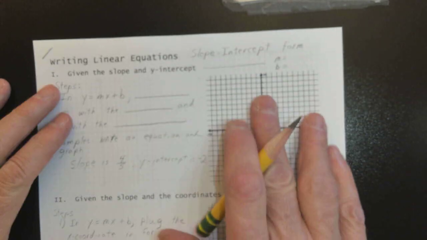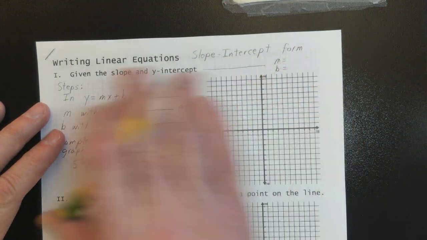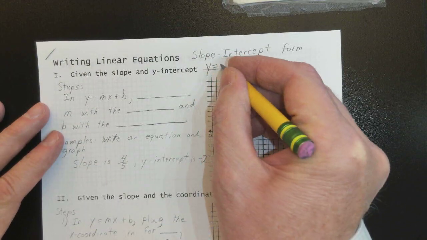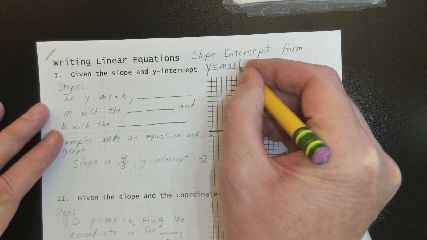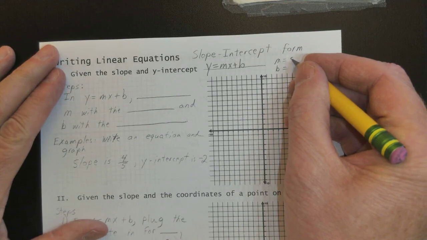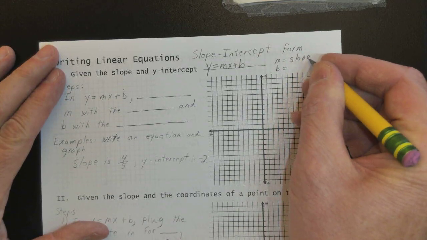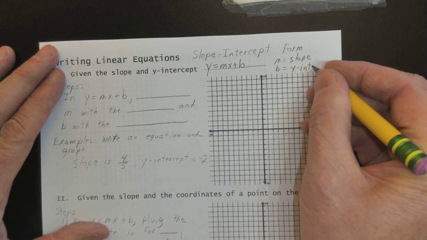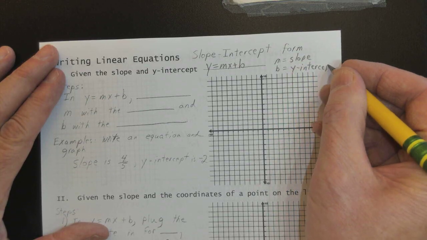So we are writing equations. We're going to use slope-intercept linear equations. We're going to use slope-intercept form, which is y equals mx plus b. All right? What do we got? M stands for the slope, and b stands for the y-intercept, the place the line crosses the y-axis.